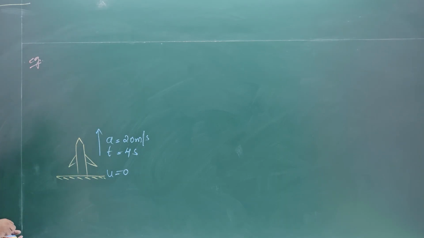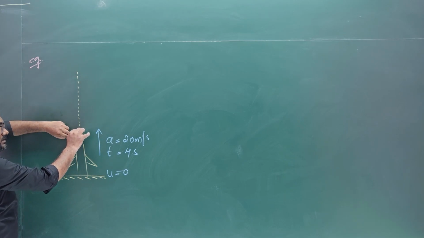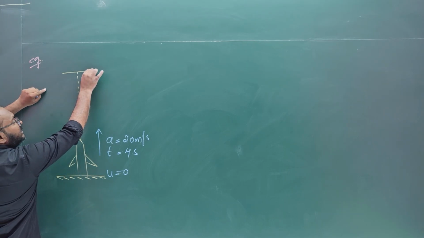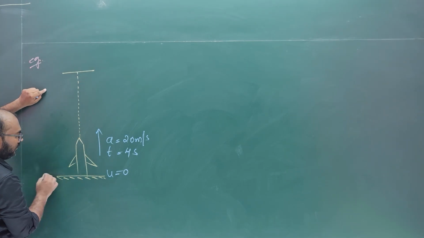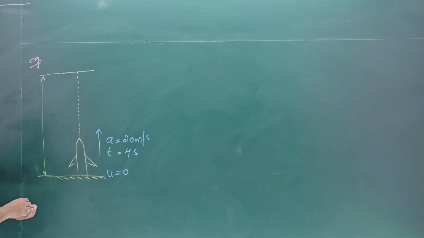Now listen to me. Given that initially the rocket is at rest, and from this rocket, once it started till here, from ground to this point, it has a uniform acceleration of 20 meter per second squared for 4 seconds. First thing, can we calculate what is the velocity at this point?